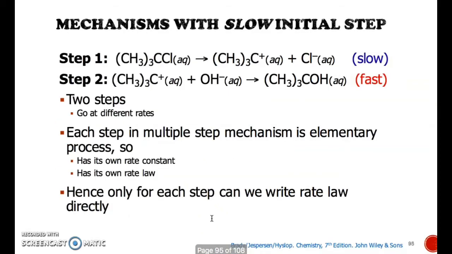And we look at this, step 1 and step 2. This is step 1 for slow and step 2 fast. The two steps go at different rates. Each step in a multiple step mechanism is an elementary process, so it has its own rate constant and its own rate law. Hence, only for each step can we write the rate law directly.